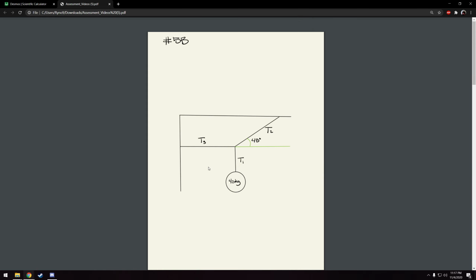Now that we know all of the tensions in the rope, that concludes the solving process for this problem. We have a T3 of 441 newtons, a T1 of 441 newtons, and a T2 of 623.7 newtons.